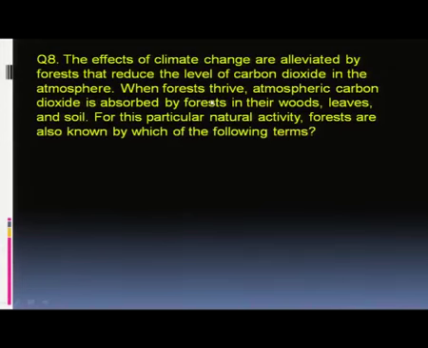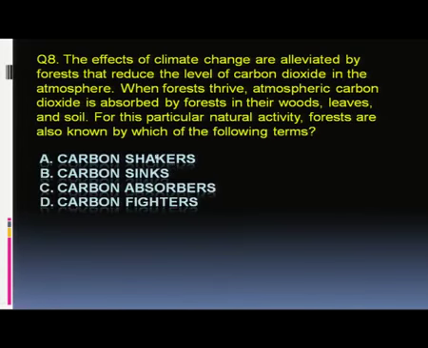When forests thrive, atmospheric carbon dioxide is absorbed by forests in their woods, leaves and soil. For this particular natural activity, forests are also known by which of the following terms? Number 1, carbon shakers, carbon sinks, carbon absorbers or carbon fighters. Here the correct option will be B, carbon sinks.